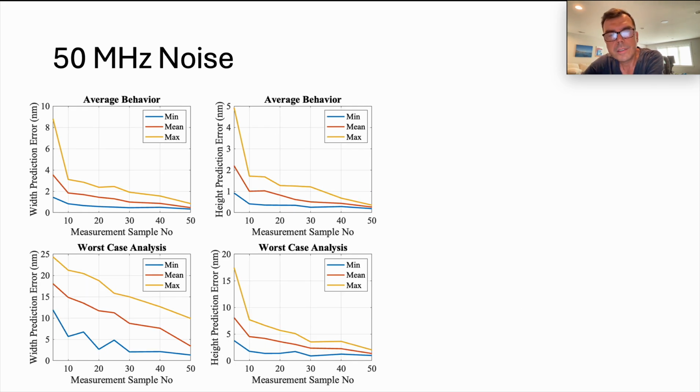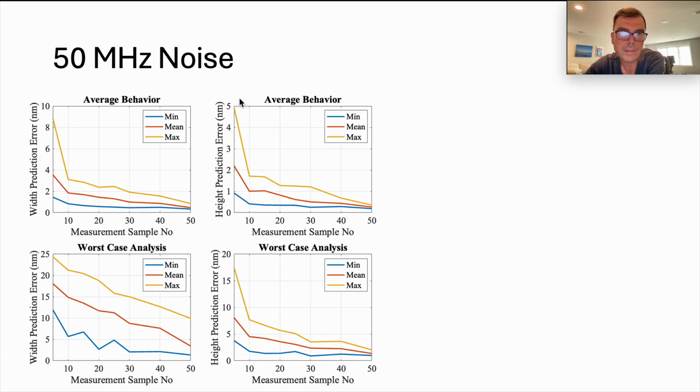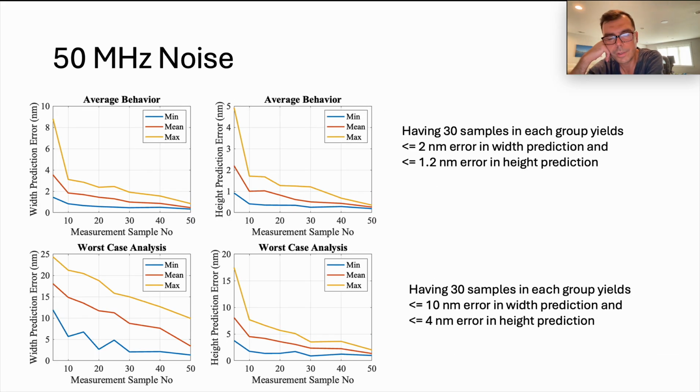Then we look at the case where we have 50 megahertz random noise, and here you can see that even with 5 samples in each group, the prediction errors are much less than the previous no noise case. This is actually not something surprising to the machine learning and artificial intelligence community, because when we add random noise, we prevent overfitting. It is very similar to regularization, right? As long as the noise is small, it helps our neural networks to learn better.